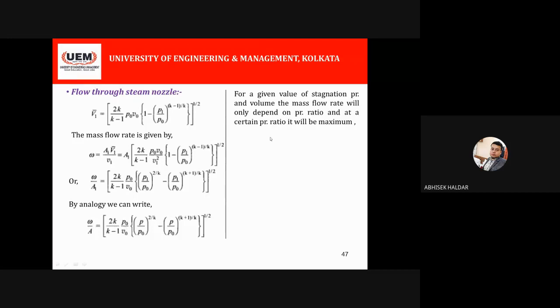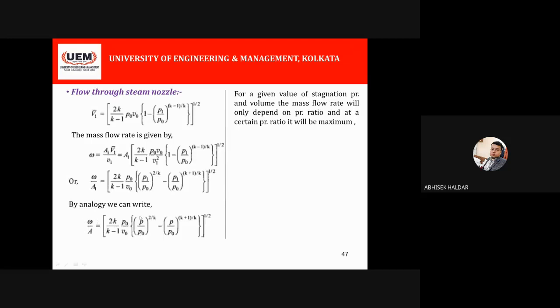So here, what is written over here, that inlet conditions, these will be fixed. What is it dependent on? It is dependent on the pressure ratio. You can see the P by P0. It is dependent only on this term, because P0 V0 is constant and K is constant. If this P is varying, this P by P0 term will also vary. So this mass flow rate will depend on this ratio.